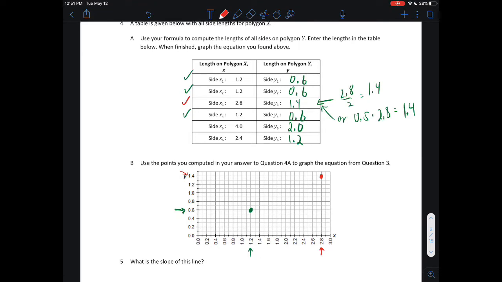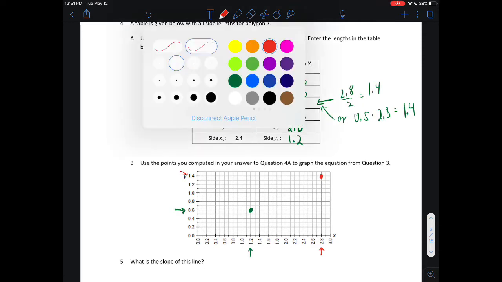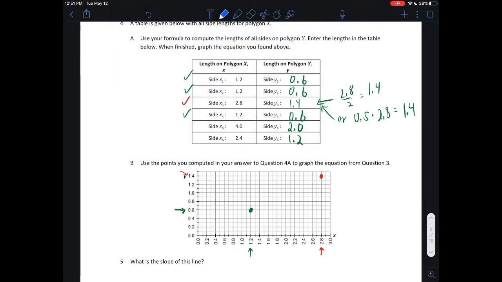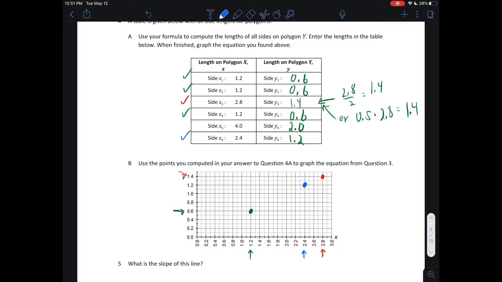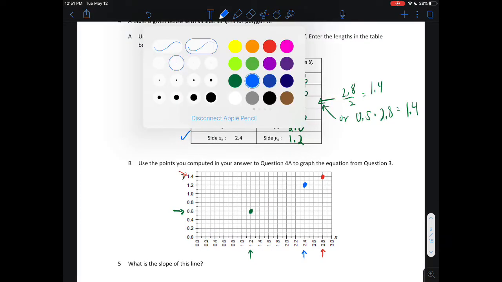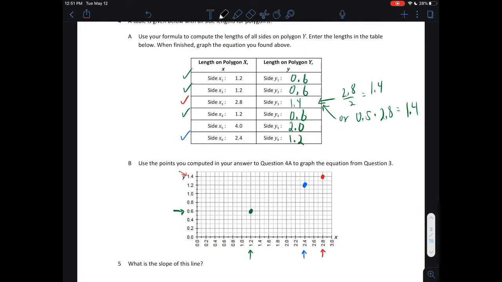And then for side x5, which is 4.0, well, we don't have anything for that here, but think about it this way. Do I already have 2 points? Can I graph the line? Sure can. But how about while we're at it, let's graph the last one that they gave us, x6, which is 2.4. And then I'm going to go up as high as y6, which is 1.2. And that gives me a point up here. And I'll connect those 3 points with a line.